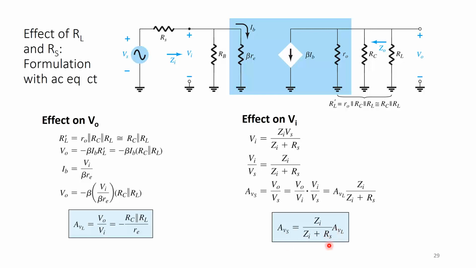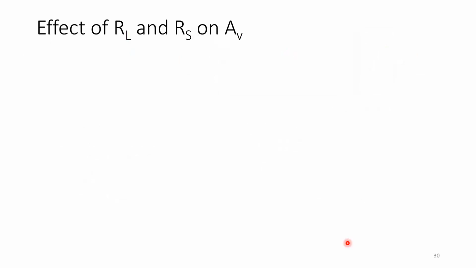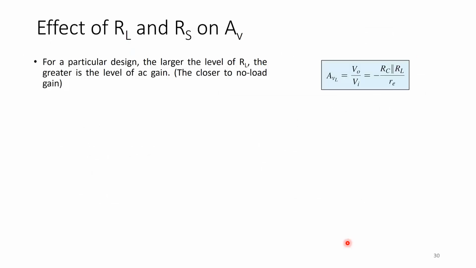But if there is a source resistance, then this value will indicate that it's always going to be less than the voltage gain with the load. So for a particular design, the larger the level of RL, the greater is the level of AC gain. So what does that mean? We know that the larger the value of RL, you're going to get RC parallel to RL closer to RC, which is the no load gain.